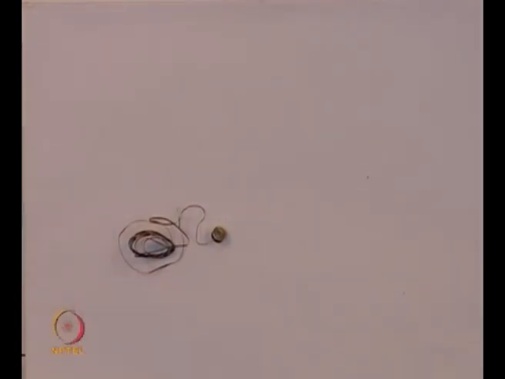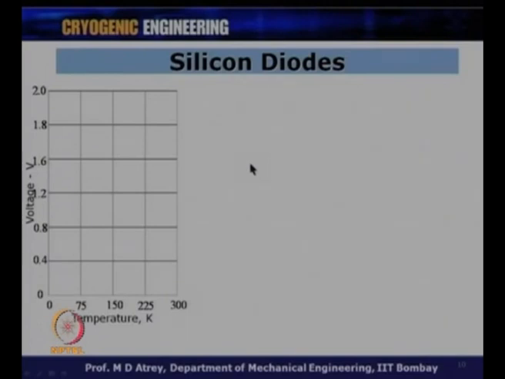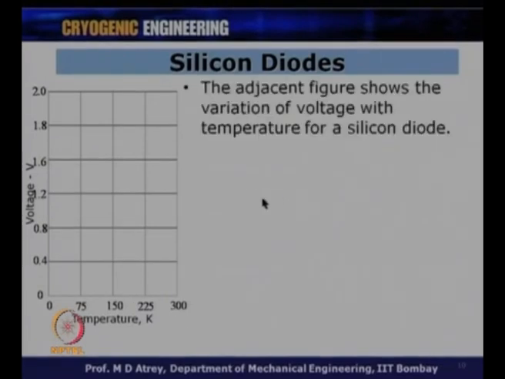Alright, let's go back to the slide. So if I see now the silicon diodes and their temperature characteristics, they look like this.